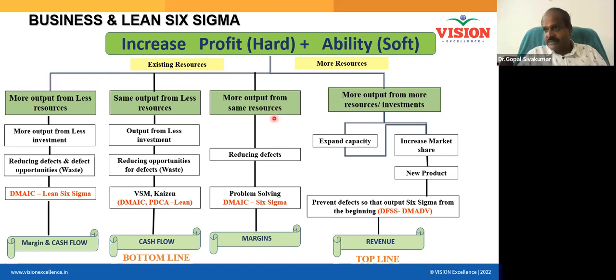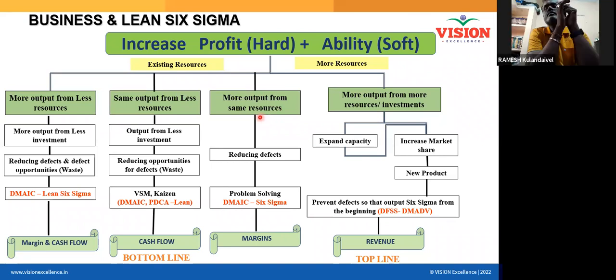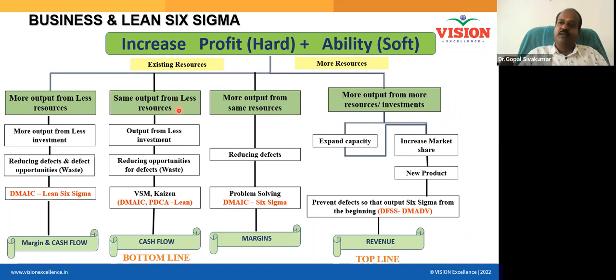On the other side, this example, more output, same resource. What is this project? Six Sigma project. The impact is on the profit margin. When you focus on reducing the resource consumption, the impact is on the cash flow. The manufacturing cost will be low, so cash flow will be very smooth. And when you do both, you will see the impact on both margin as well as cash flow. If your project is making these kinds of impact, the growth achieved is called bottom line growth.